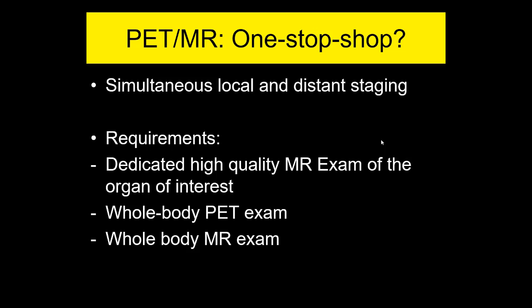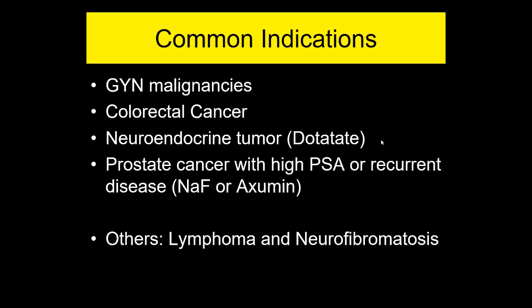I need the PET quality to be the same as I would have gotten on a PET-CT, and I need my MR quality to be what I've gotten on an MR system. I can't compromise some of those things with the PET-MR system. And the indications that we can use this as a one-stop shop that we have used in our practice are GYN malignancies, colorectal cancer, neuroendocrine tumors, and we do prostate cancers with, for example, sodium fluoride when they have a high risk for bone metastases.